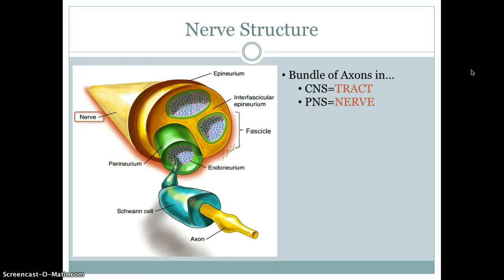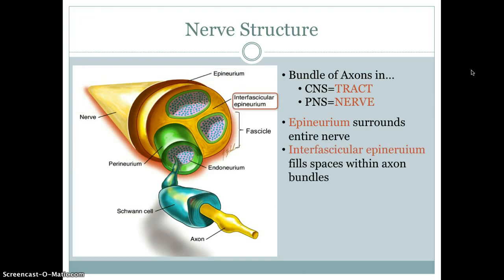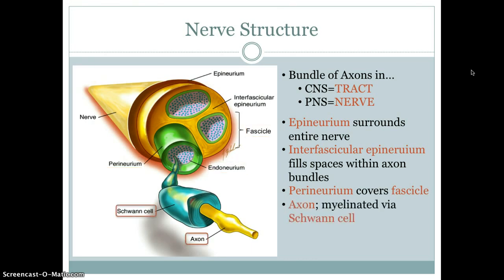A nerve itself is composed of layers that are comparable to those of skeletal muscles. The epineurium is the most superficial layer made up of dense collagen fibers. The interfascicular epineurium refers to the extension of the epineurium towards the perineurium. The perineurium divides the nerve into bundles of axons, also referred to as fascicles. Endoneurium surrounds the individual myelinated axon.